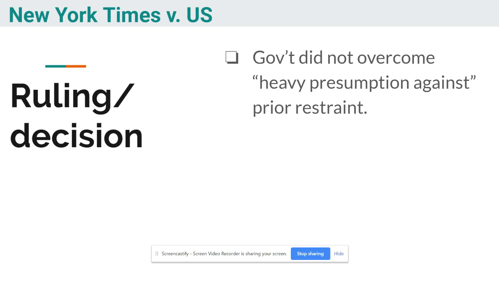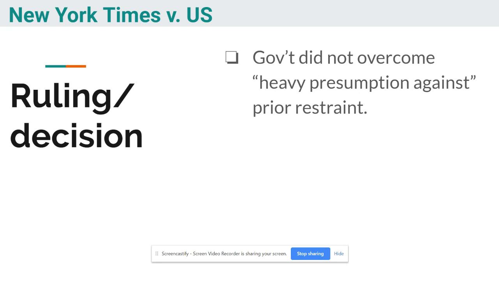What does that mean? Heavy presumption against. It means that we favor free speech. We favor the right to freedom of press. That should be what happens most of the time. So there's a presumption, meaning a decision against it. We're going to presume that they get to publish it. So there's a heavy presumption against censorship.